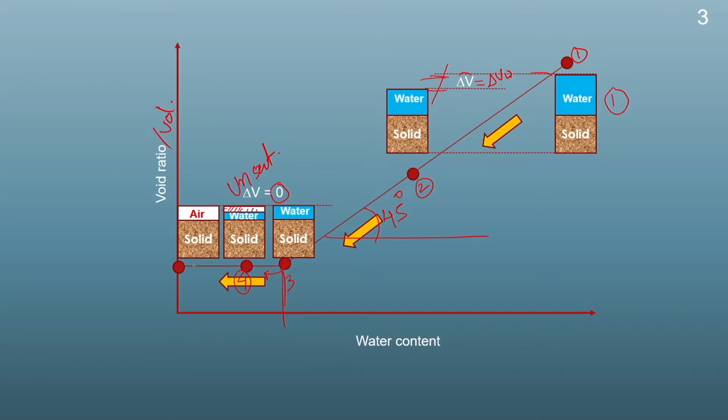and on further drying, when the water content becomes 0, there will be only two phases, that is air and solid, and again the volume of the soil will remain constant. So, this curve, if we connect points 5, 4, 3, 2, 1, we will get a curve which is known as a shrinkage curve. A shrinkage curve gives a relationship between the void ratio and water content, or the volume of the soil and water content, during the drying of the soil sample.